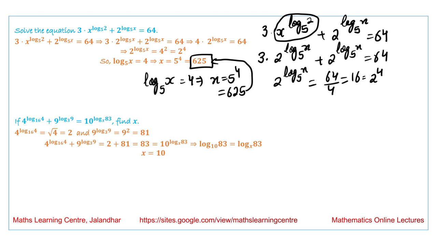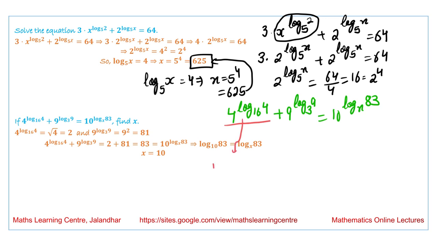Next is 4 raised to the power log 16 4 plus 9 raised to the power log 9 3, that is equal to 10 raised to the power log x 83. Now look at this first term over here. We can write it in the form 4 raised to the power log 4 square.